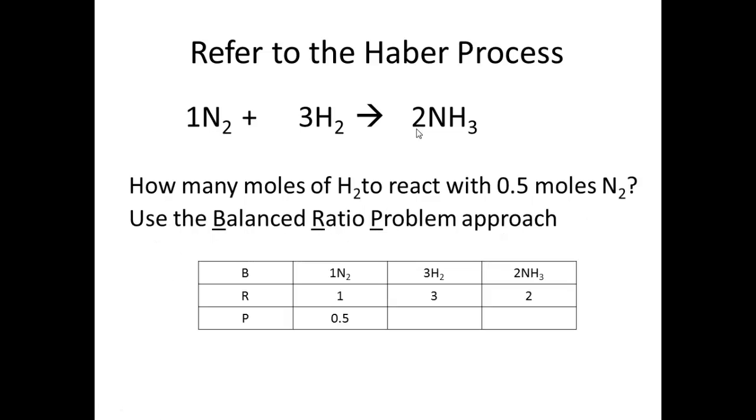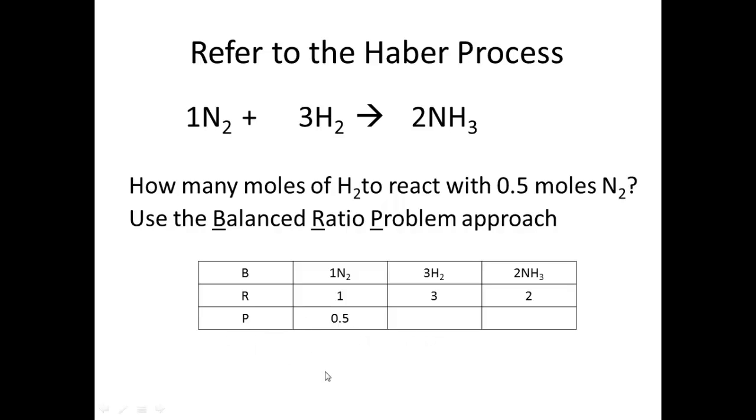So let's say I have a question. I want to know how many moles of hydrogen are needed to react with 0.5 moles of nitrogen. What we can use is the balanced ratio problem approach, BRP. B stands for balanced, R stands for ratio, P stands for problem. So up here we have the balanced equation and our actual ratio, which is kind of like our recipe for ammonia. And now we have in the bottom, in the P section, what we have in that problem.